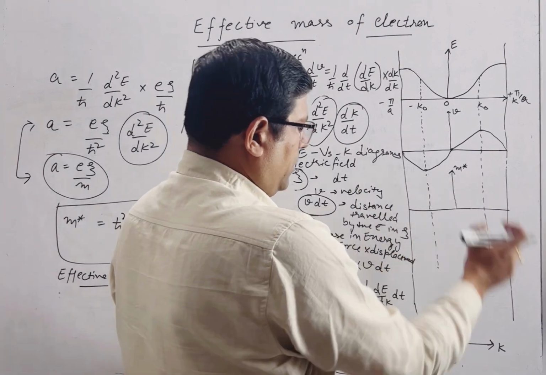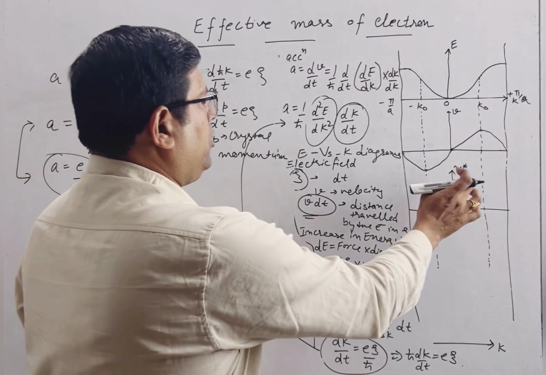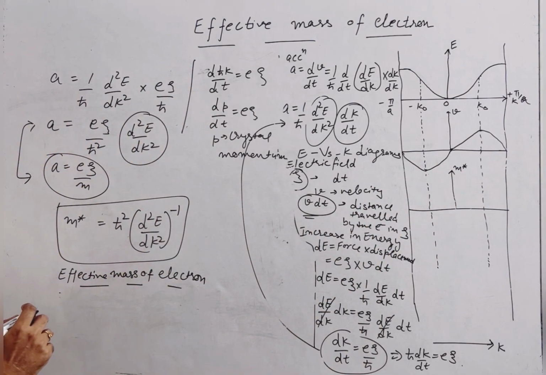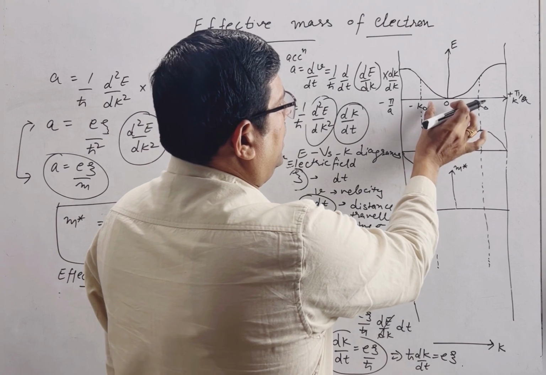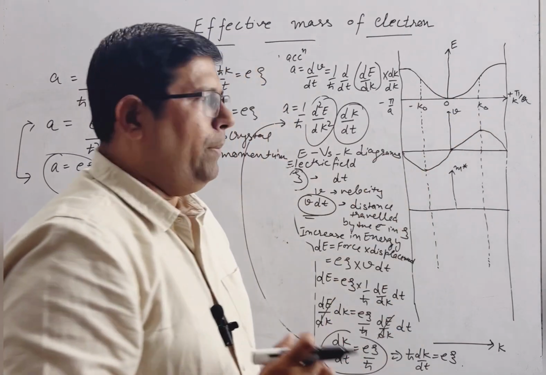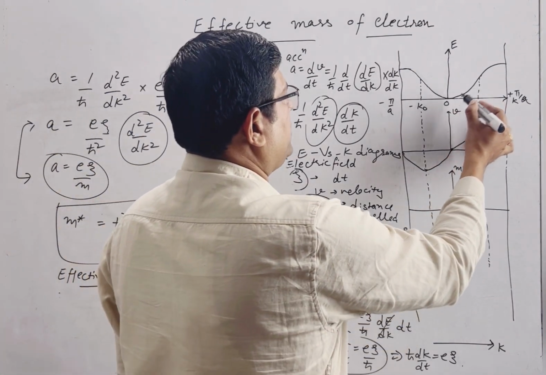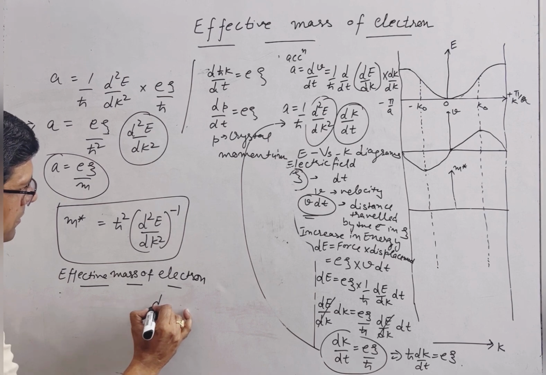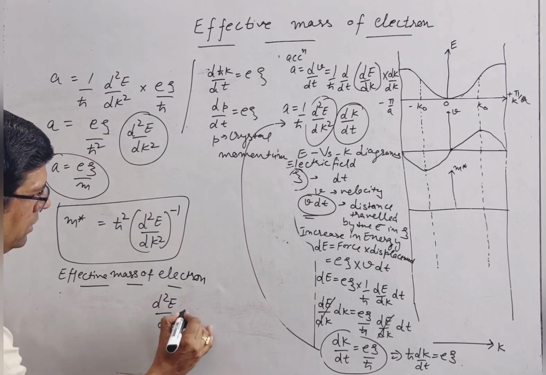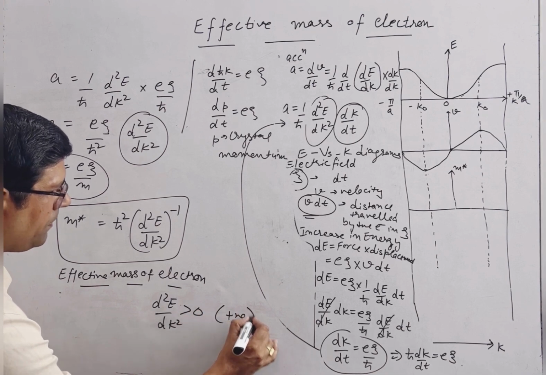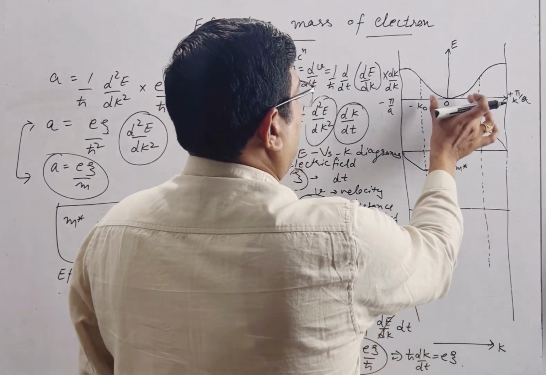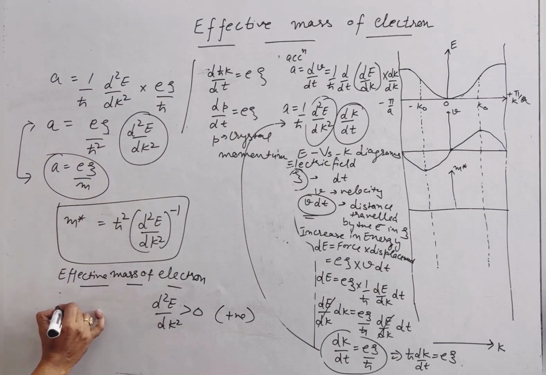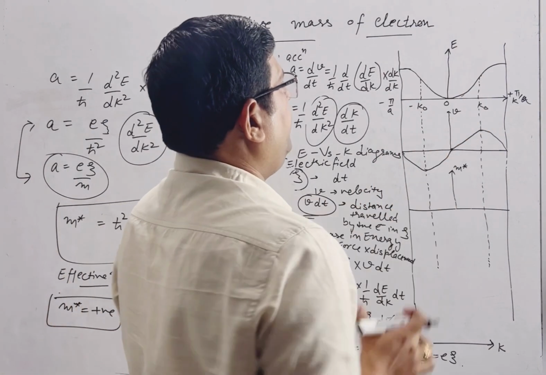Now we will plot the effective mass m star versus k diagram. We know effective mass is dependent on d2E upon dk square, which can be found out from the E versus K diagram. Now you can see that near the origin, at the bottom of the band, the bottom of the Brillouin zone, this curvature is positive, or you can say this d2E upon dk square is positive. If curvature is positive, then the effective mass m star will be positive in this region, up to the point of inflection.